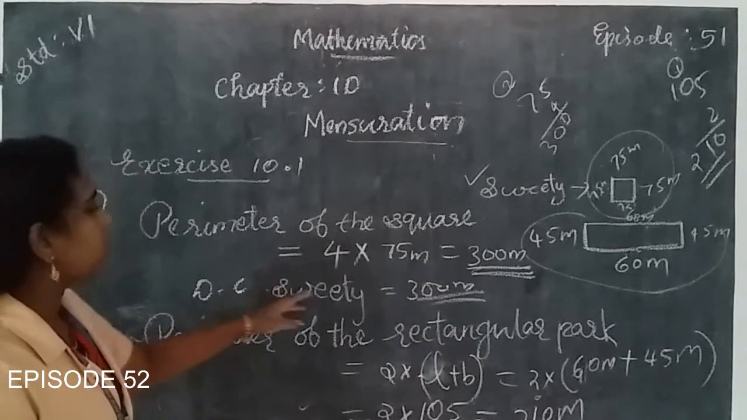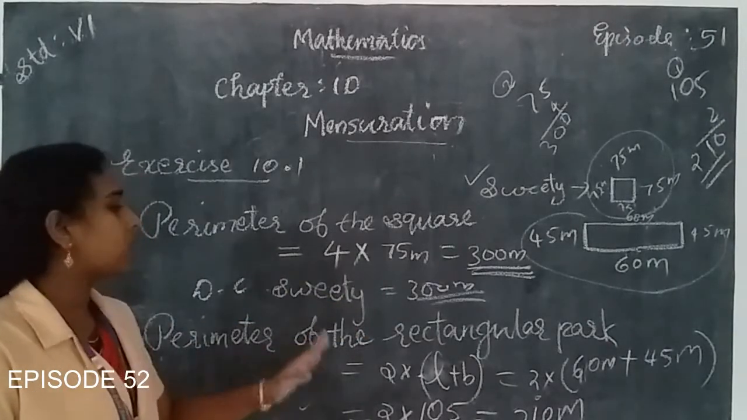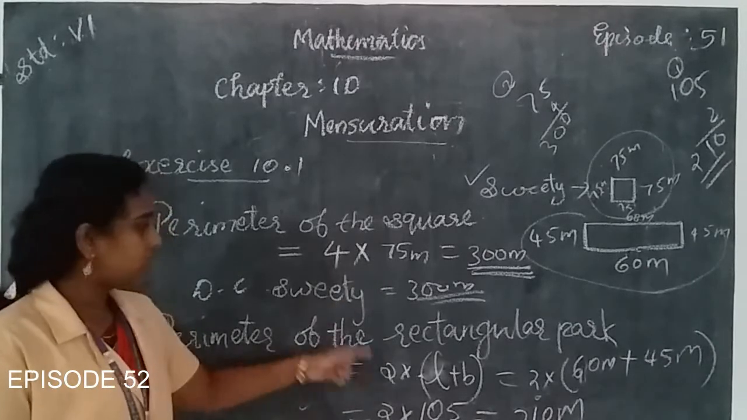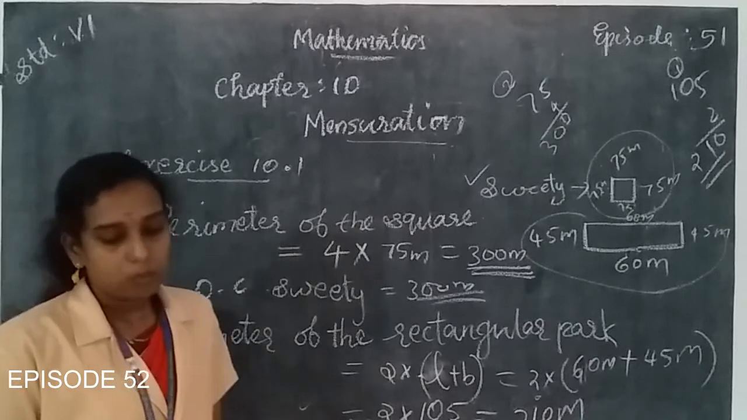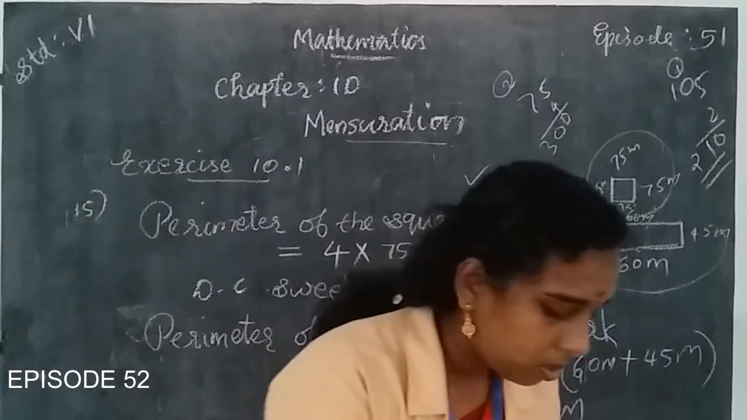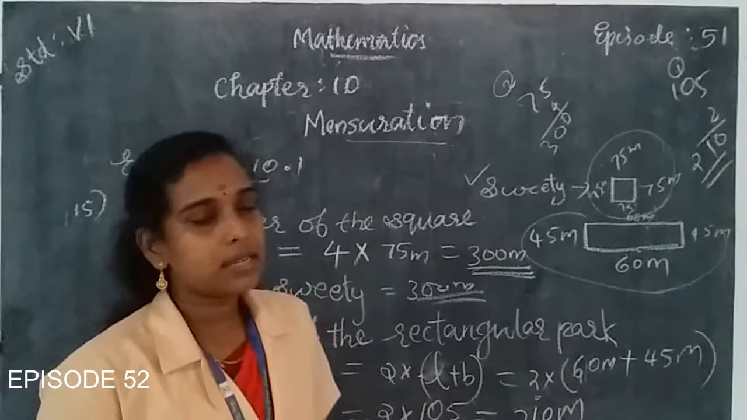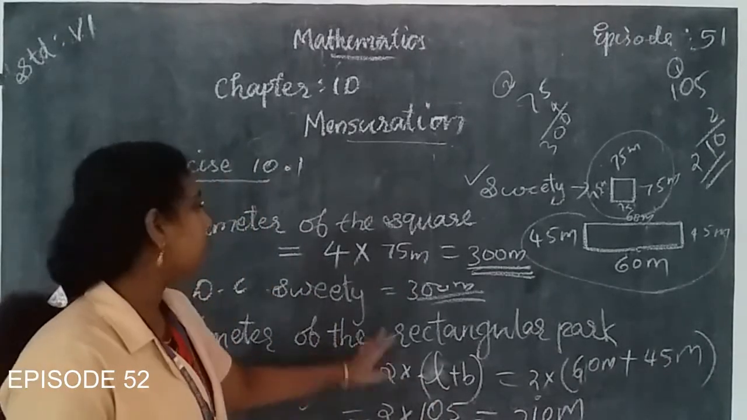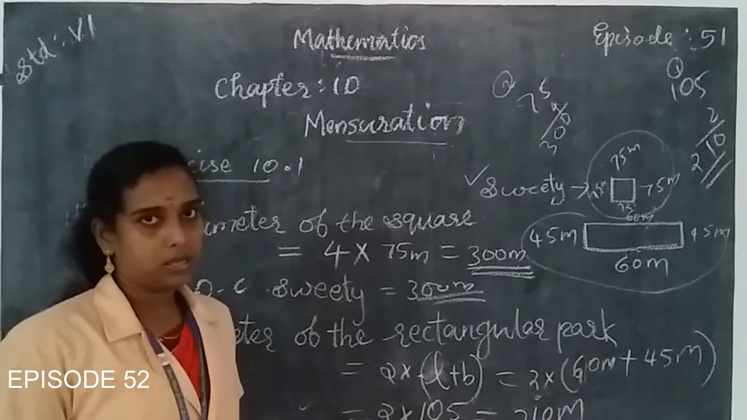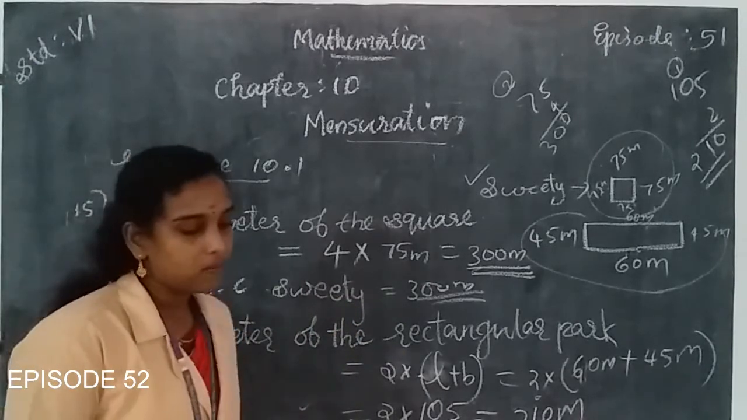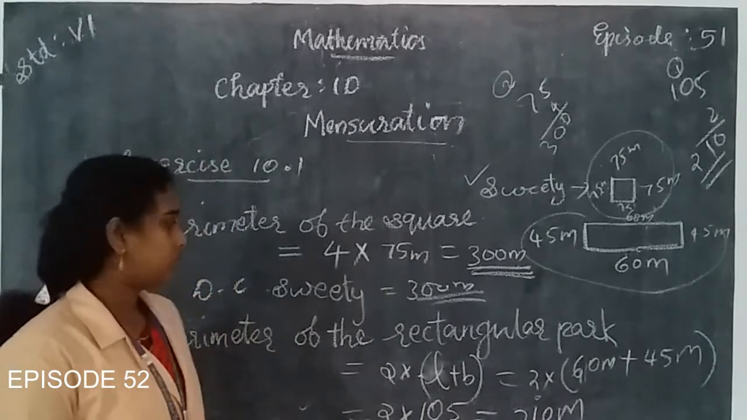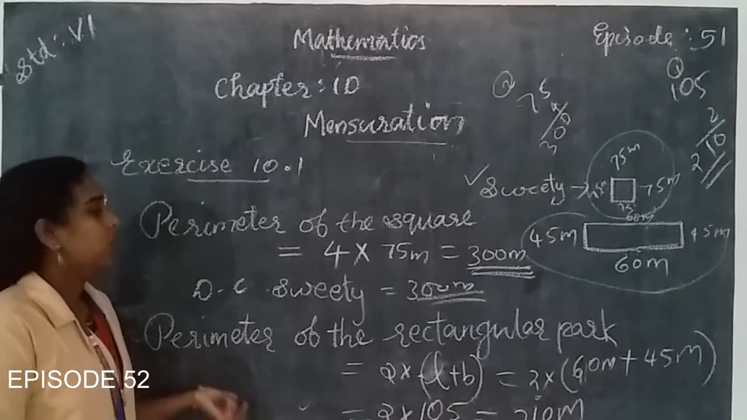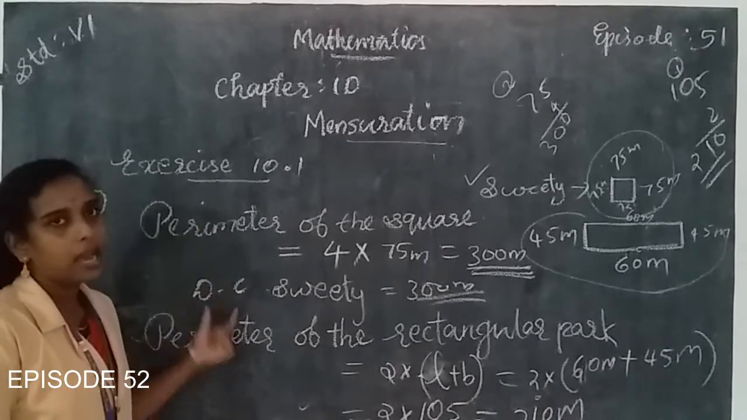So Sweetie covered 300 meter and Bulbul covered 210 meter. So who covers the less distance, Sweetie or Bulbul? Bulbul covers the less distance because Bulbul covers 210 meter, but Sweetie covers 300 meter. So Bulbul covers less distance than Sweetie.